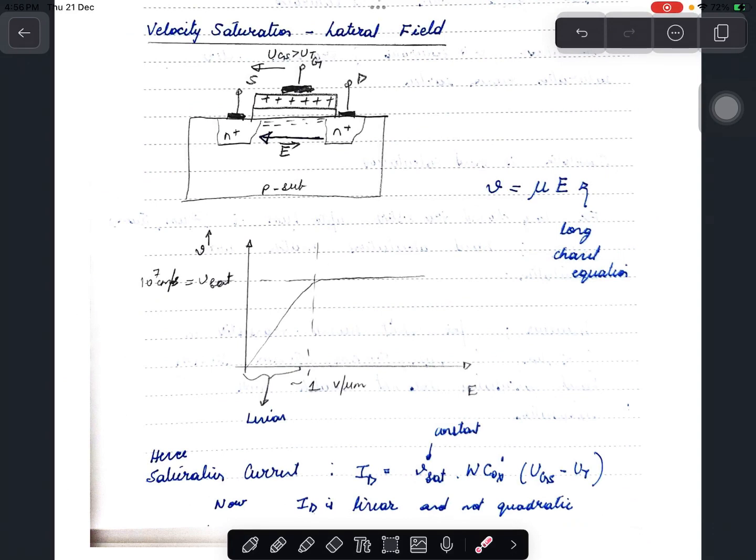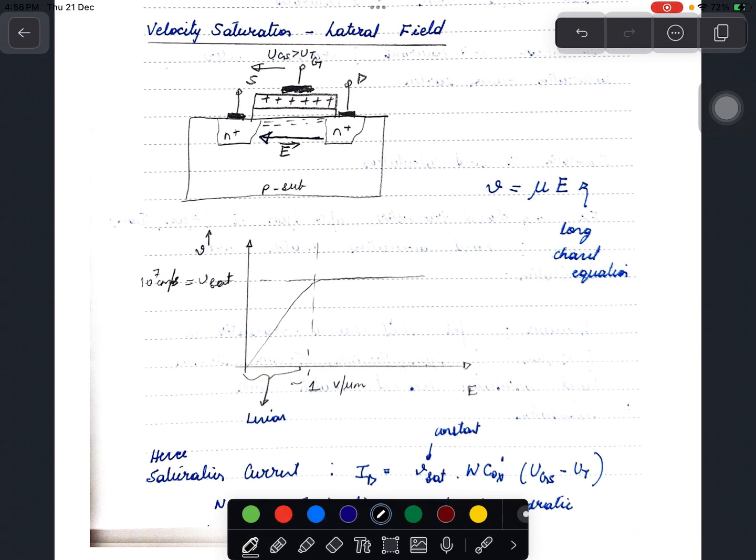Next is velocity saturation due to lateral field. It is the lateral electric field, which goes from the drain to source because of the drain to source voltage. For long channels, we assume that the drift velocity v is proportional to the electric field, and v equals mobility times electric field.